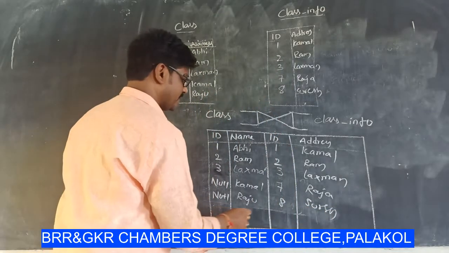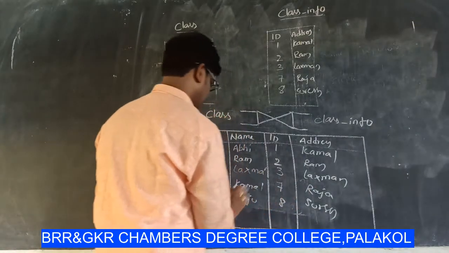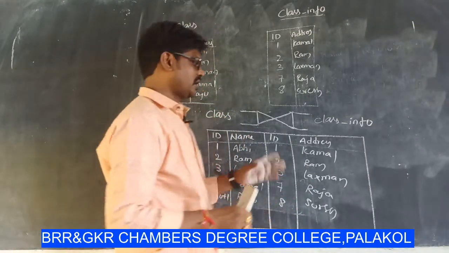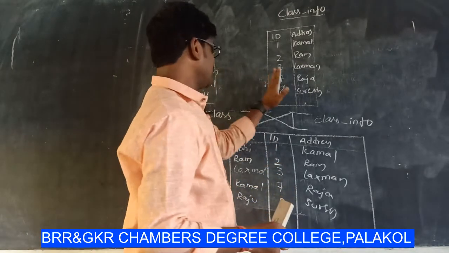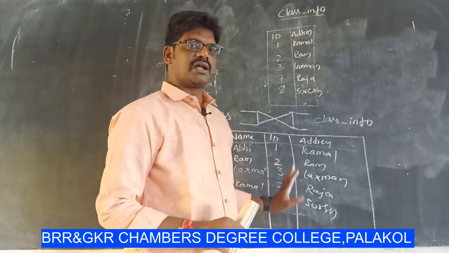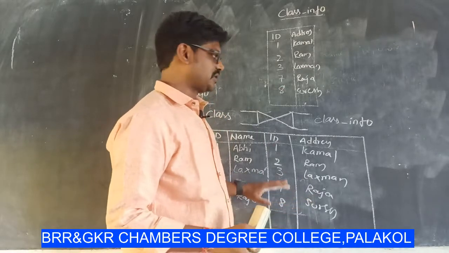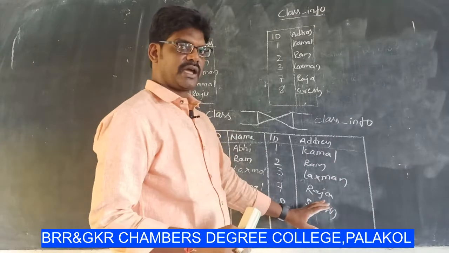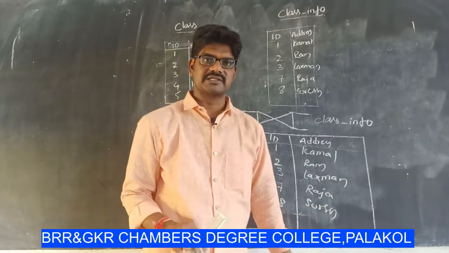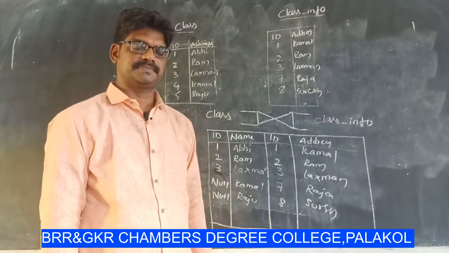Okay, so this is the outer join. The non-matching rows are also displayed in the result. Okay, this is the outer join. I hope you are understanding this concept. Okay, thank you.